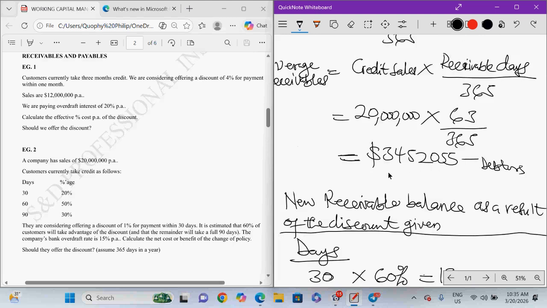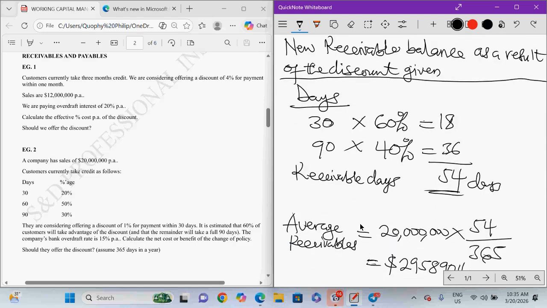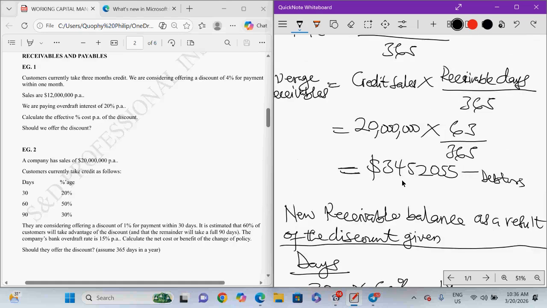They were owing us this amount. Because we want to get this amount, we introduced a 1% discount just to encourage or motivate them to pay the amount that they are owing us. After introducing the 1% discount, they said 30 days receive 60%, and the remaining 90 days will be 40%, and we have 54 days, and we calculated the average receivables, and we are getting this now. So comparing this figure and this figure, what do you think?